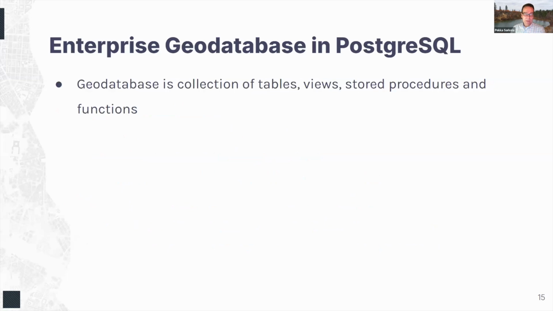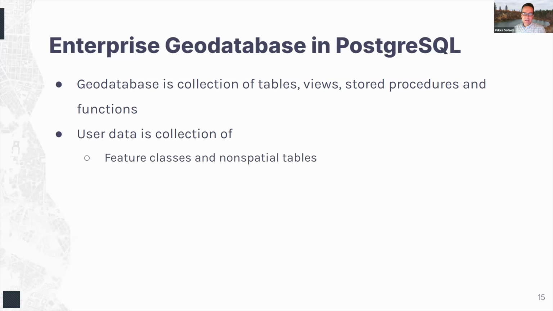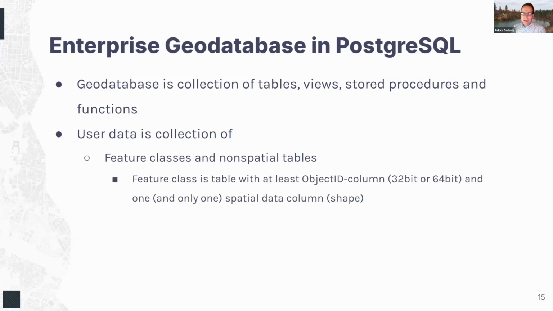Enterprise Geodatabase in PostgreSQL. The geodatabase is very, how do you say, complicated. It has been developed for 20-plus years, so there's a lot of things to do. It's a collection of tables, views, stored procedures, and functions, as usually in databases. User data is a collection of feature classes and non-spatial tables. A feature class is a table with at least a primary key, which is the object ID column as they call it, and one spatial data column. And as always in the Esri world, you can have only one spatial data column in your datasets.